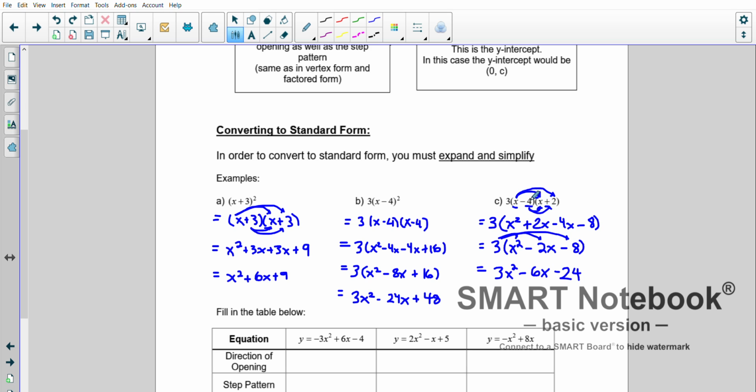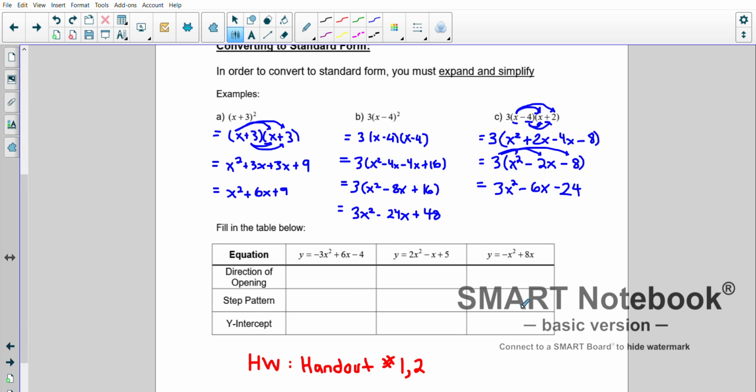it was in factored form. We knew that the zeros were positive 4 and negative 2. You remember they're the opposite of these numbers. We knew the a value is positive 3. And now we converted it to the standard form. So we see the a value is still positive 3, which means the step pattern will be 3, 9, 15. But now we'll be able to tell what the y-intercept is, because that will be this value at the end, negative 24.